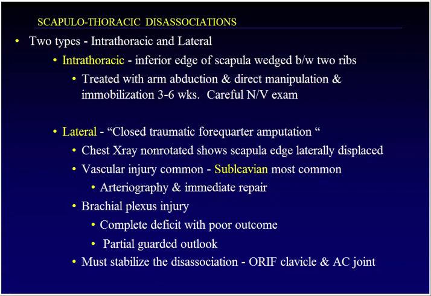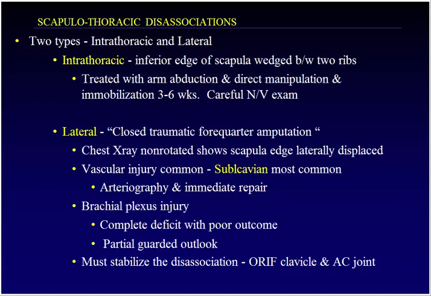Scapulothoracic dissociations, there are two types. The intrathoracic is quite rare, and that's where the inferior edge of the scapula becomes wedged between two ribs. That can be treated with abduction of the arm, and you can reduce the dissociation in that manner. Then you immobilize the patient for 3 to 6 weeks. It's very important to do a careful neurovascular exam because of the potential for vascular disruption with these injuries.